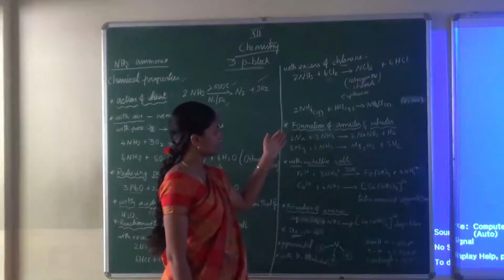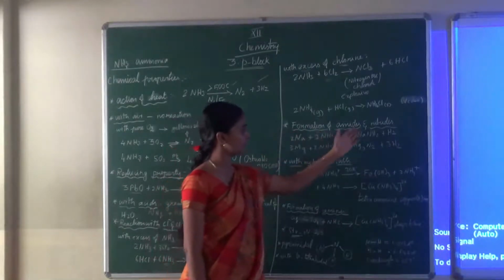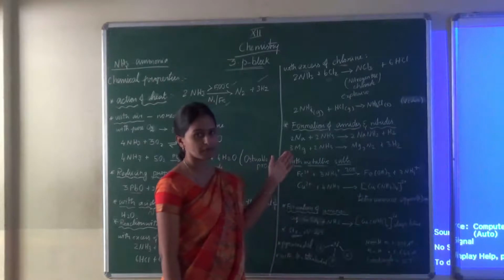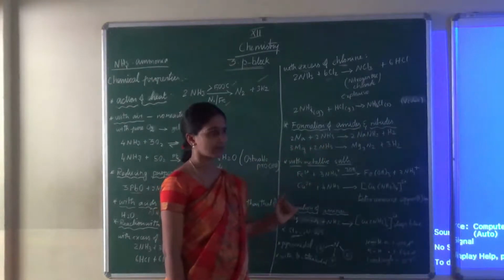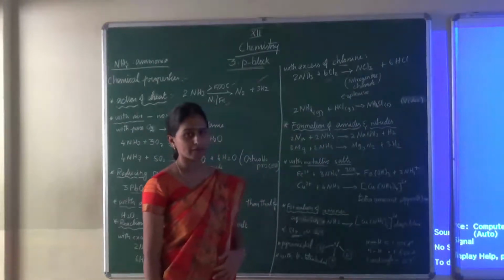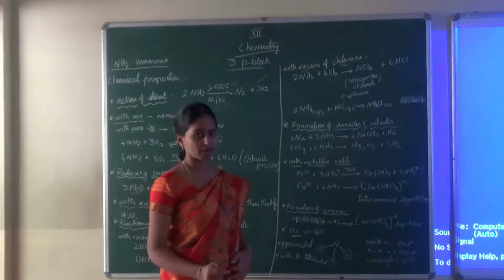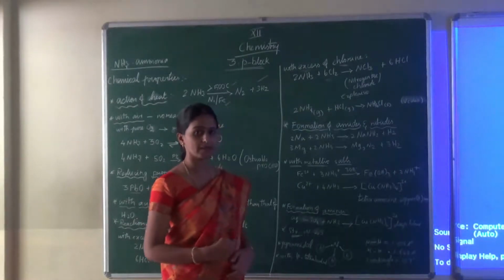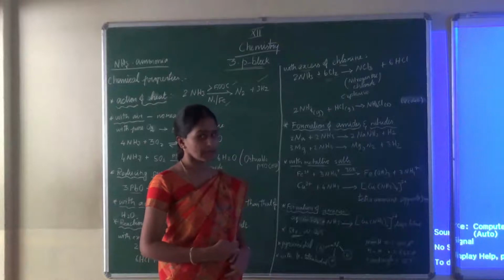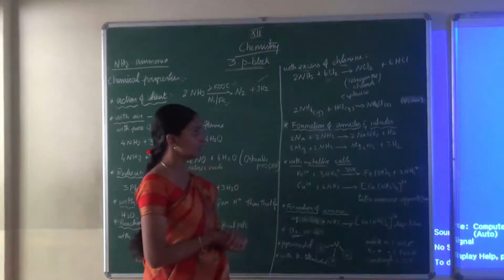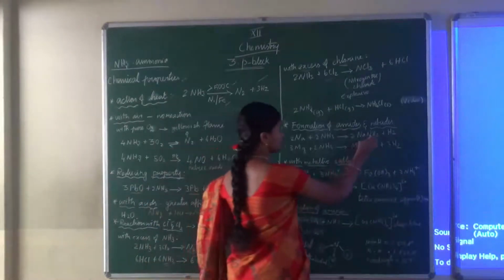Next one here, formation of amides and nitrides. Amide, what is the formula for amide? The general formula in organic chemistry we have learned is CONH2. So here in inorganic chemistry, amide is NH2.